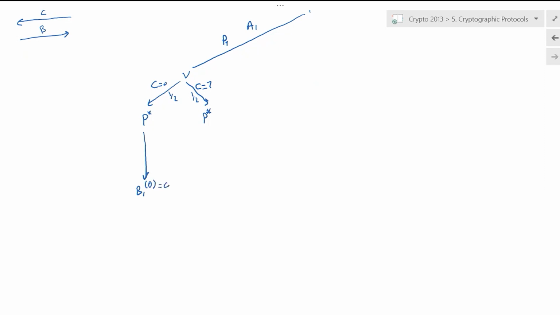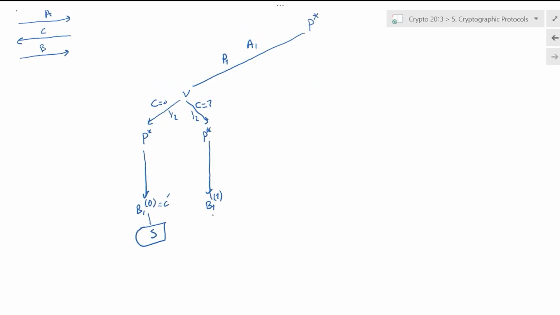Or with C prime, we respond with B1 of 1. This means that we assumed, or guessed, C to be 1. And you can see that only in one of them we can succeed, and in the other one we would basically fail.